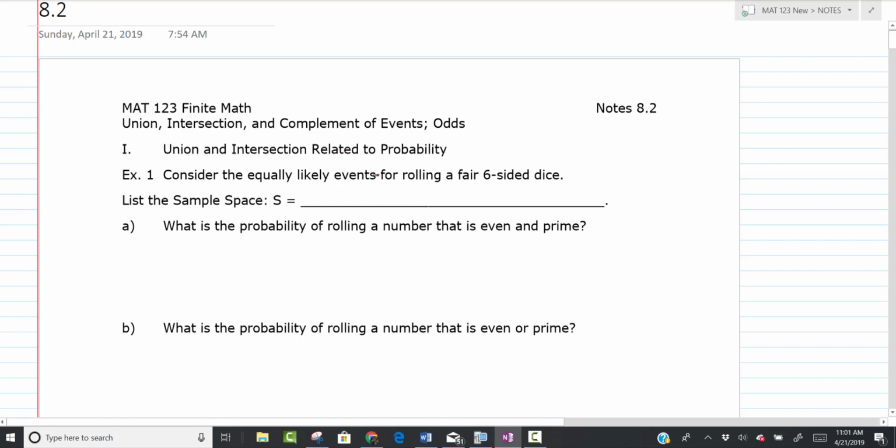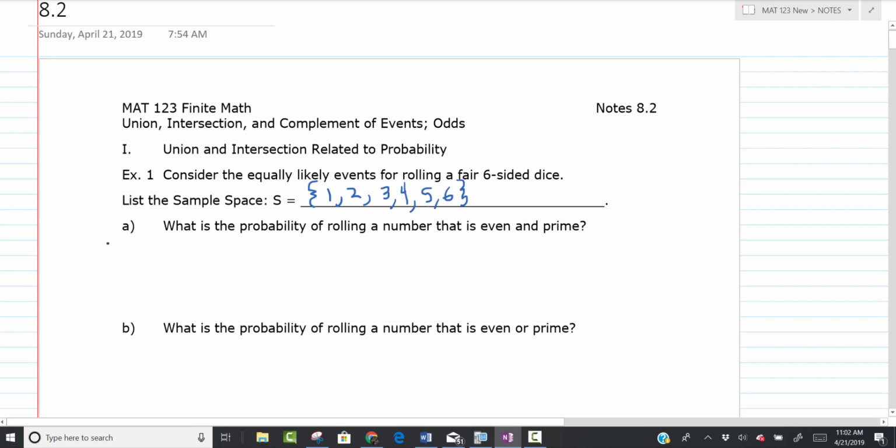So consider the equally likely events for rolling a six-sided fair dice. Well, the sample space would just be the outcomes, which is you could get a 1, a 2, a 3, a 4, a 5, or a 6. So those are the outcomes of rolling one dice. Now, the question on this is, what is the probability of rolling a number that is even and prime?